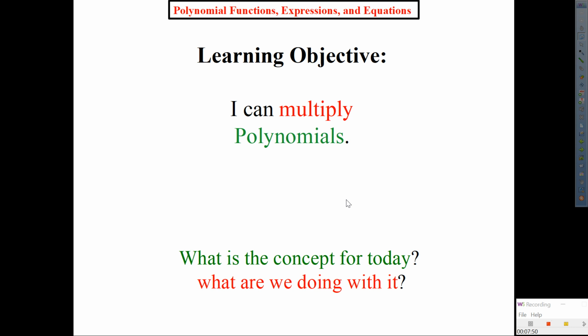You keep it. All right, get a Cornell note ready, and it reads, I can multiply polynomials. Today is the last lesson on multiplication. I can multiply polynomials.